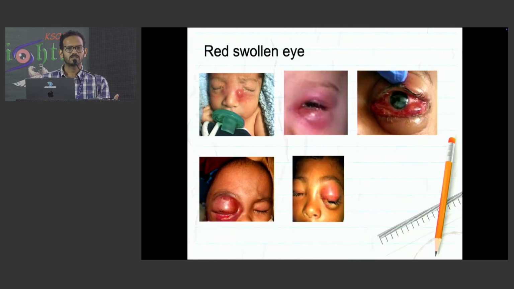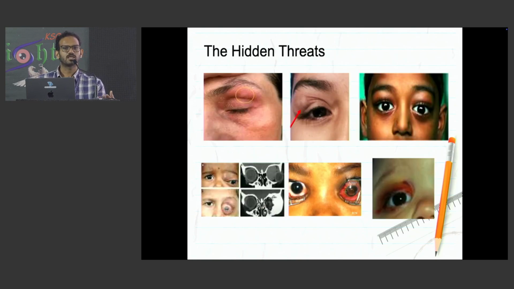And sometimes they may present acutely with a red swollen eye like this, with orbital cellulitis, dacryocystitis, etc. And sometimes you can have hidden threats, mostly parasitic infestations, AV malformations or thyroid eye disease, or round cell tumors, which are pretty common in the pediatric age group.